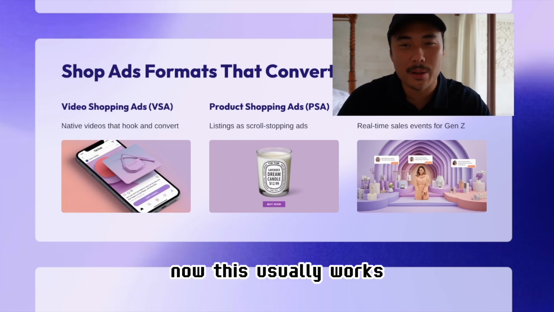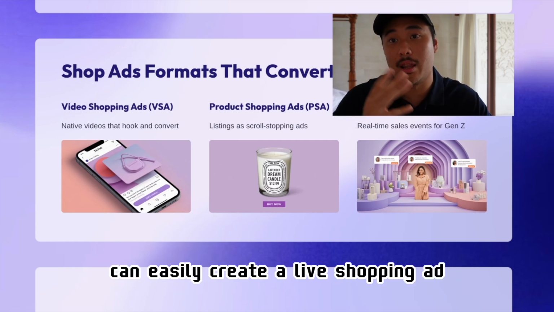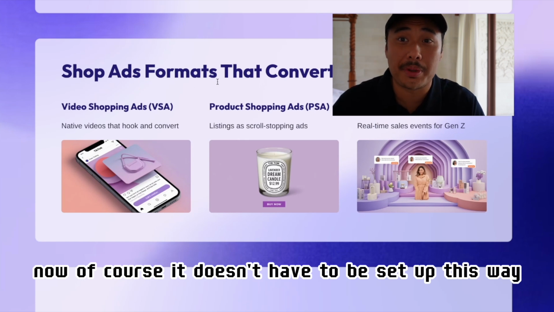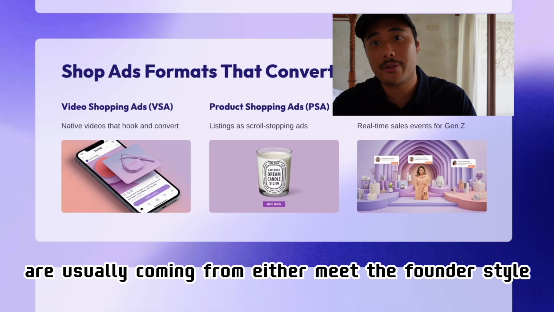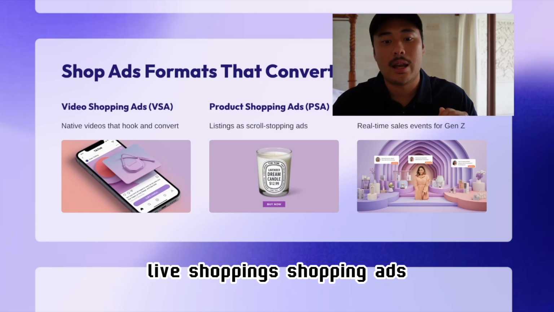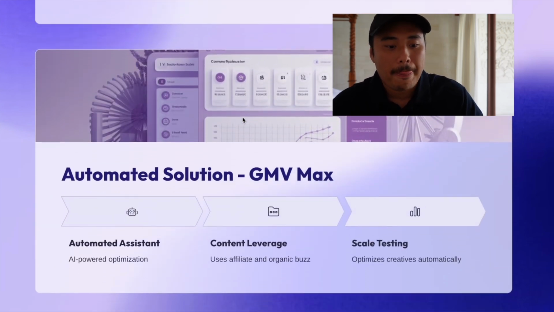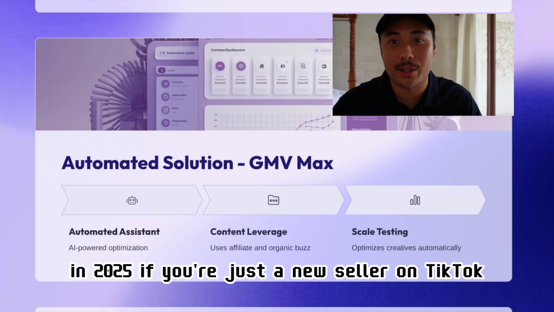Now, this usually works the best when you have a TikTok Shop and an affiliate program set up so that the influencer can easily create a live shopping ad. Of course, it doesn't have to be set up this way, but the highest conversions, 7 to 10x, usually come from either meet-the-founder style live shopping ads or an LSA live shopping ad from an influencer.